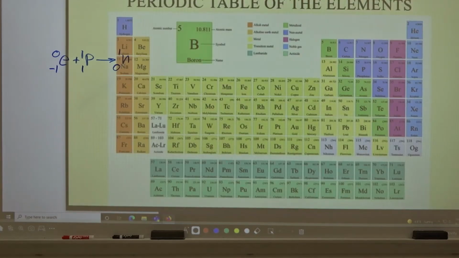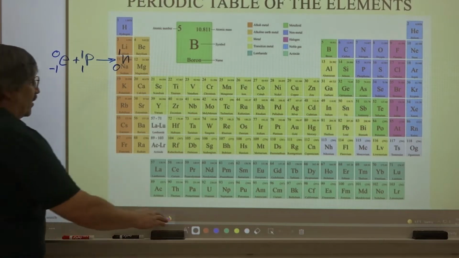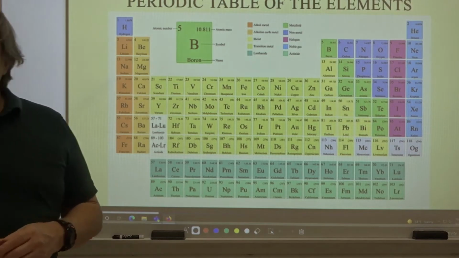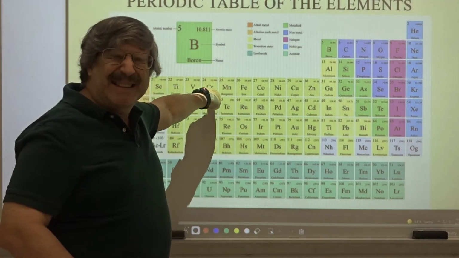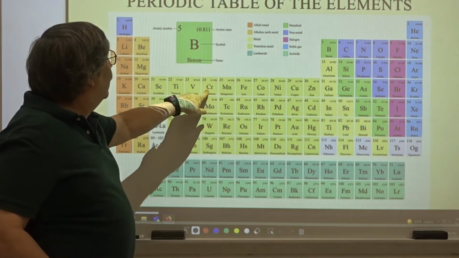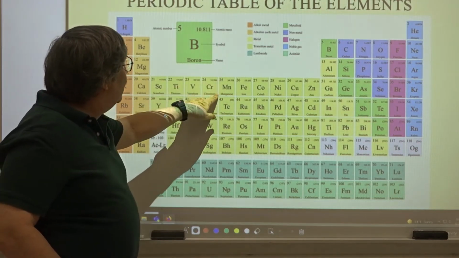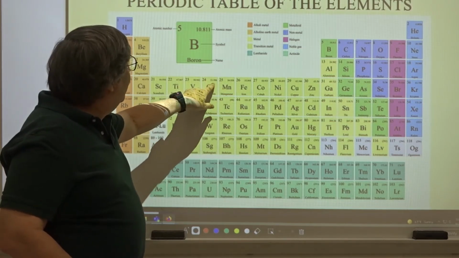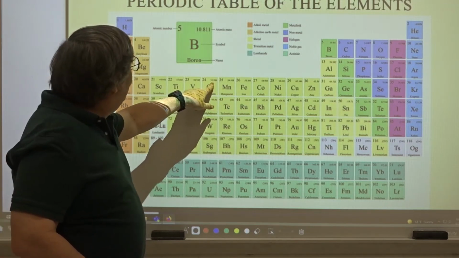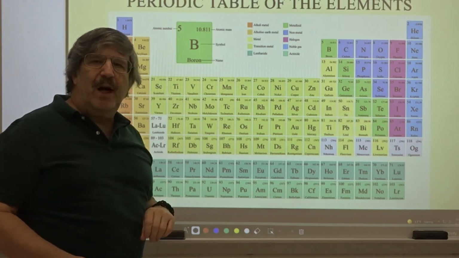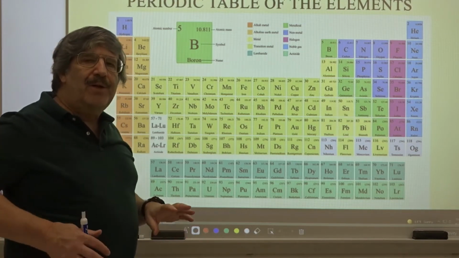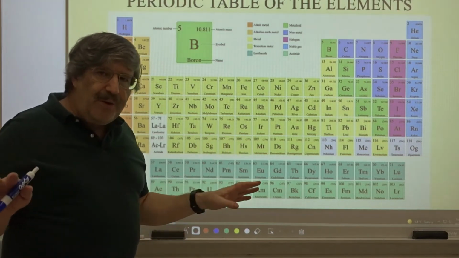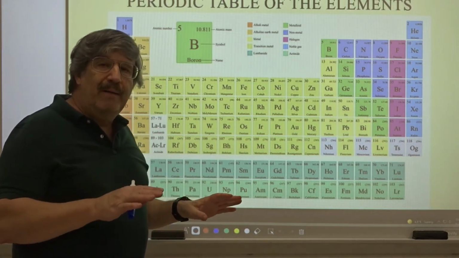I picked up a periodic table of the elements off the net, and there are literally dozens of these that you can find. We can pick an element at random, and I'm going to do that by finding chromium. Chromium has an atomic number of 24. This number, 51.996, is the atomic weight. That is the average of all the different isotopes of chromium in nature. You will not use that at all during these problems.